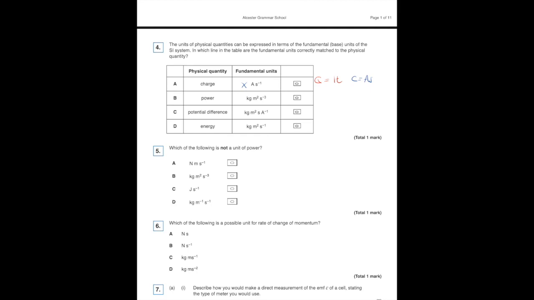Okay, if we then go to power, all right, what do we know about power? Well, power is rate of transfer of energy, it's energy over time, and therefore we know that a watt is the same as a joule per second. All right, now we also know that a joule is the same as a Newton metre because energy is the same as work done. So joules are equal to Newton metres. So we know that our watt is Newton metre per second minus 1.